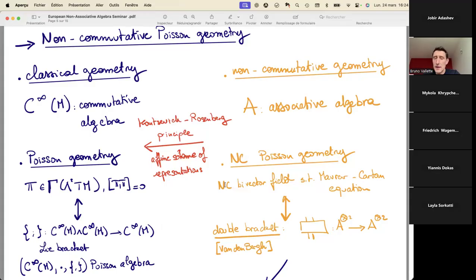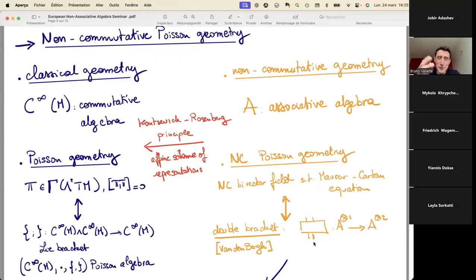And this was solved by Michel Van den Bergh. He said, look, let's give the analog of this. So what is the analog of a square 0 bivector field? It's a non-commutative bivector field, which satisfies a certain Maurer-Cartan equation. And then if you want an equivalent definition in terms of an algebraic structure, you need a double bracket. Why is it a double bracket? Because it eats two guys and produces two guys. It's an operation with two inputs and two outputs.